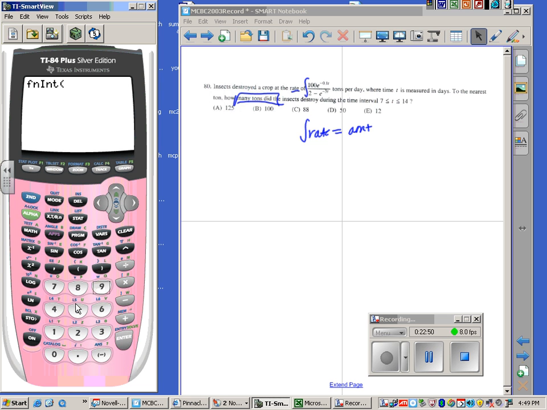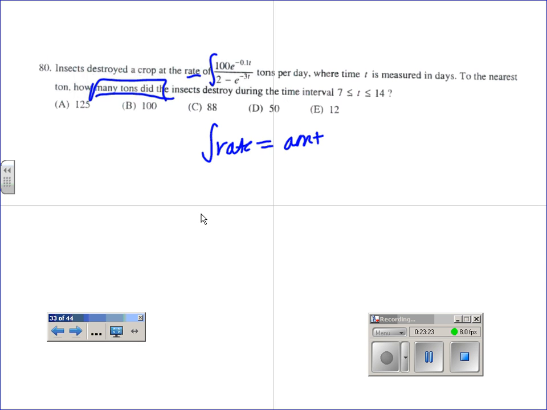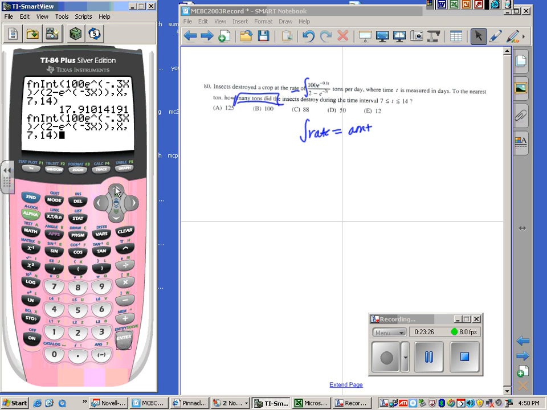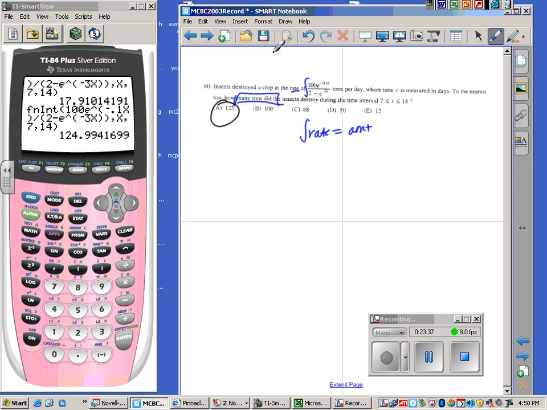Okay, Math 9. 100 e to the negative 0.3x divided by parentheses 2 minus e to the negative 3x, close your parentheses, comma x, comma 7, comma 14. Did I do something wrong? Oh, negative 0.1. If you made a mistake, you can push second enter to pull up your entry. And this is negative 0.1, not 0.3. So I get 124, which is almost 125.